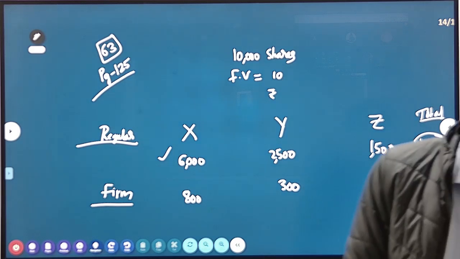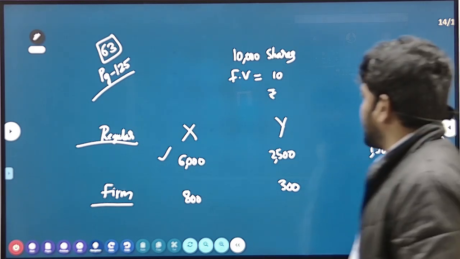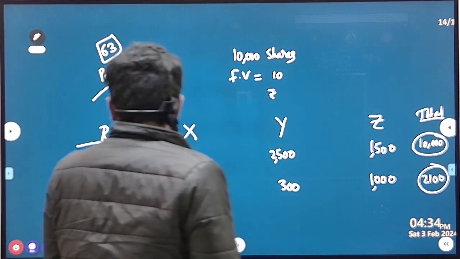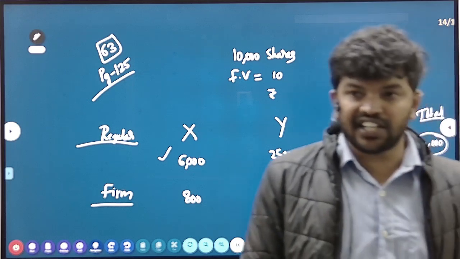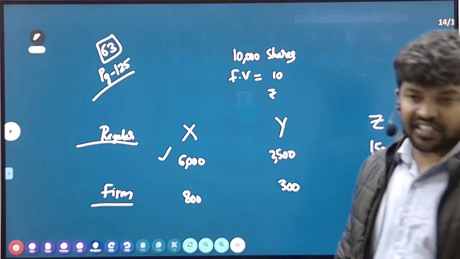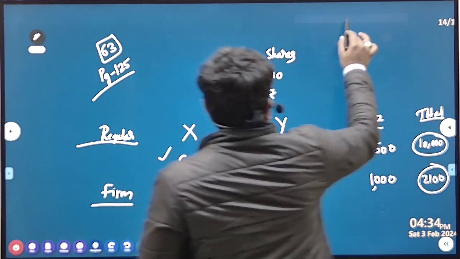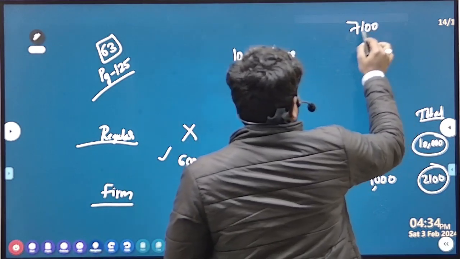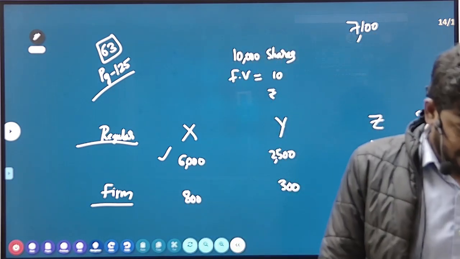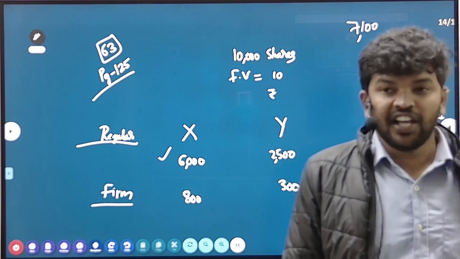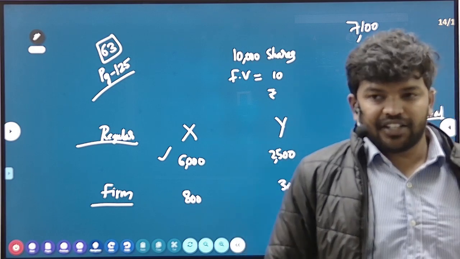Total subscription including firm underwriting was 7,100 shares. Applications 7,100 shares came, including firm underwriting. You should note this point. Including firm underwriting. Very good.